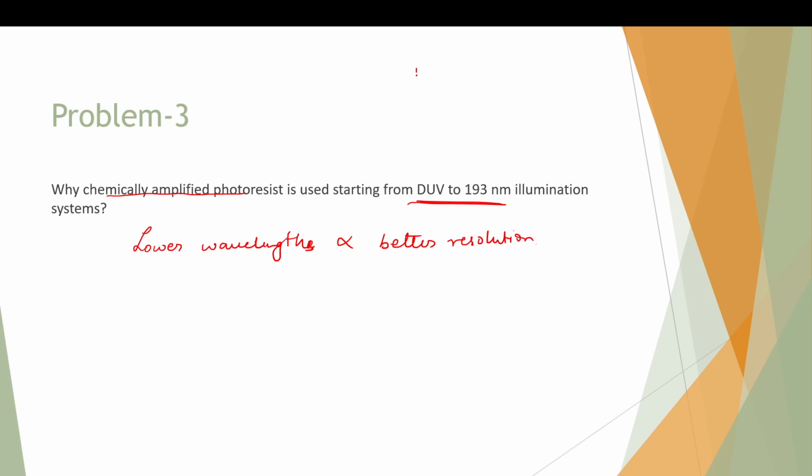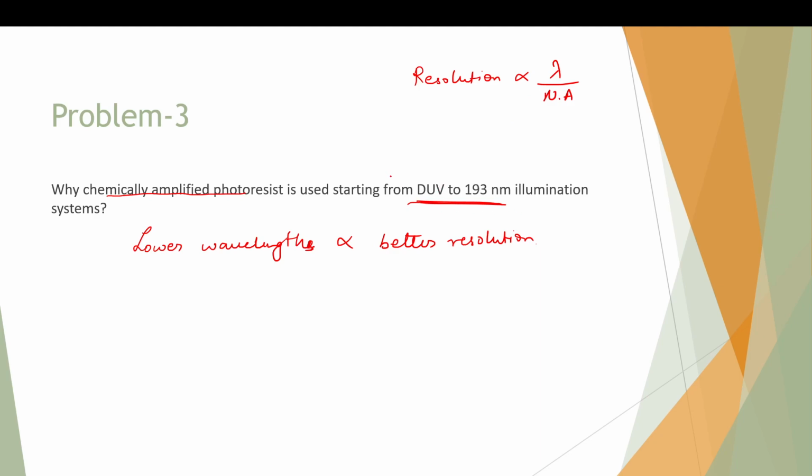So we have studied that resolution is directly proportional to lambda over numerical aperture. So as we go on reducing the lambda, the resolution value will go on reducing, that is smaller resolution is usually the better resolution. So to improve resolution we go on reducing lambda. So that is why we use such very exotic sources.